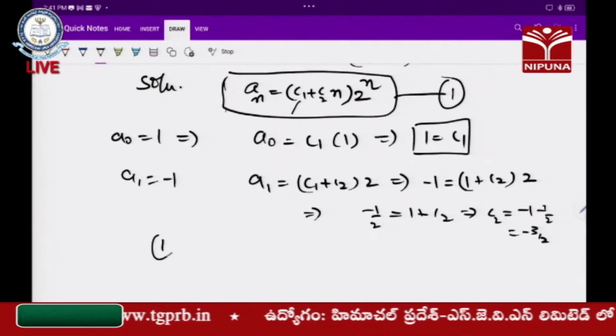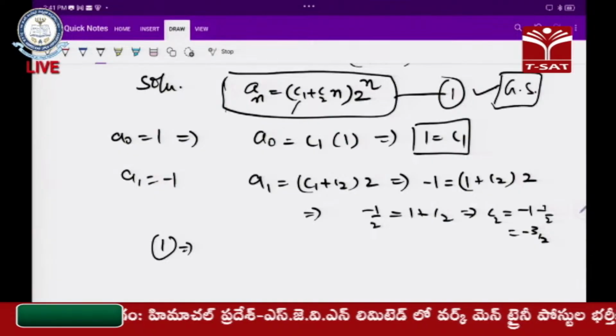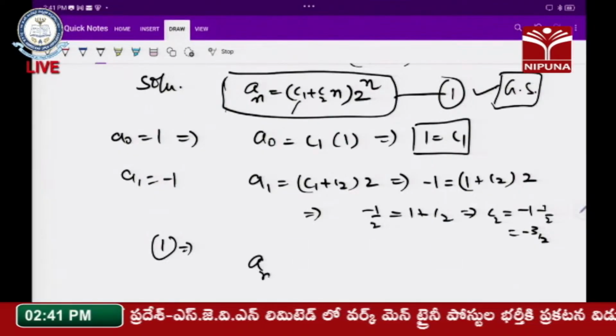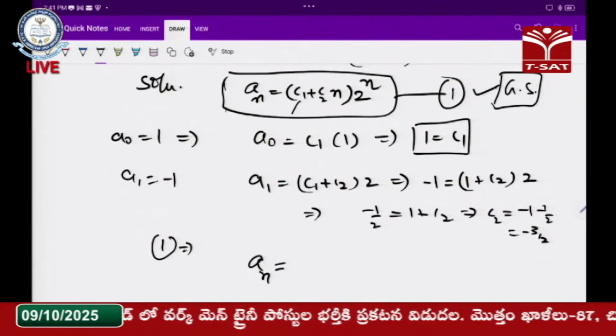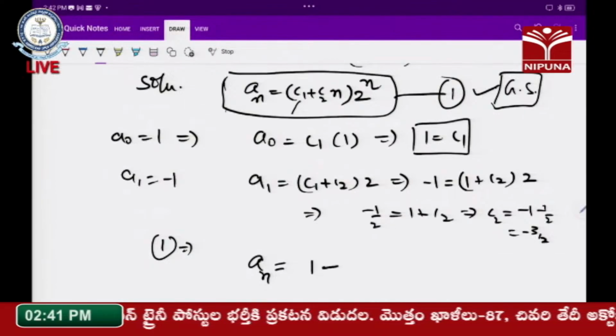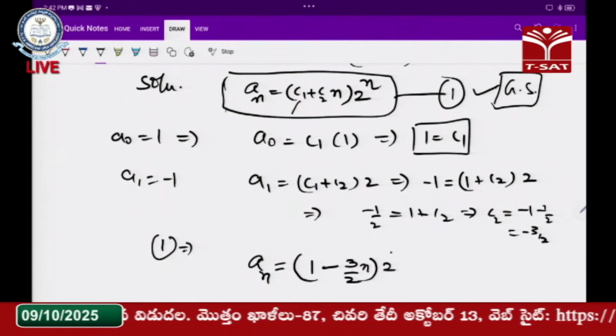So, what is the solution? Now, this solution is called the general solution. After getting particular values for C1 and C2, that solution is called the particular solution. C1 value is 1 and C2 value is minus 3 by 2, so an equals 1 minus 3 by 2 into n into 2 power n.